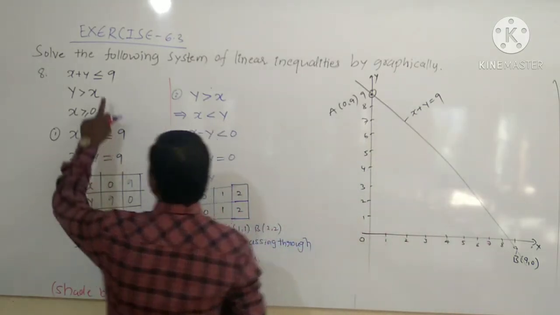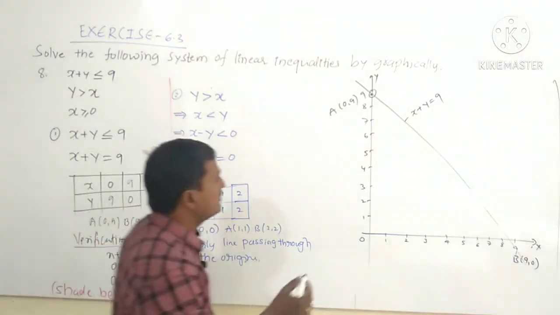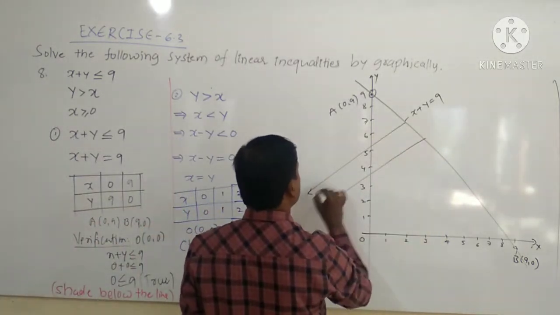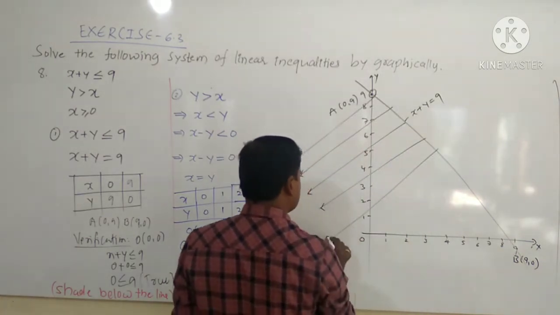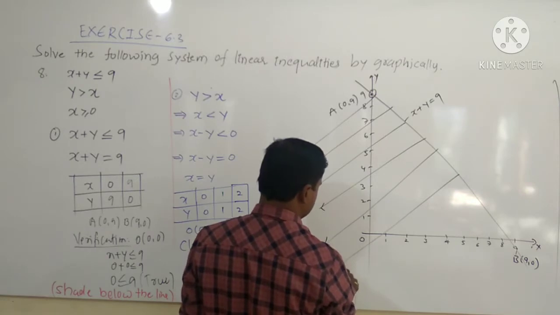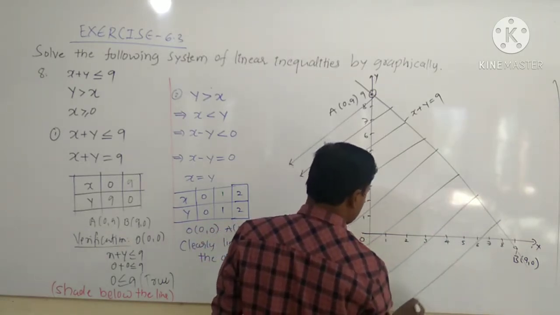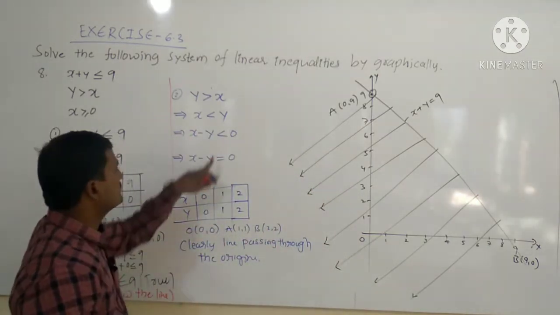So clearly, less than means we have to shade below the line. Below the line means here we are getting like this. Okay, right. Next, we have to go for this one.